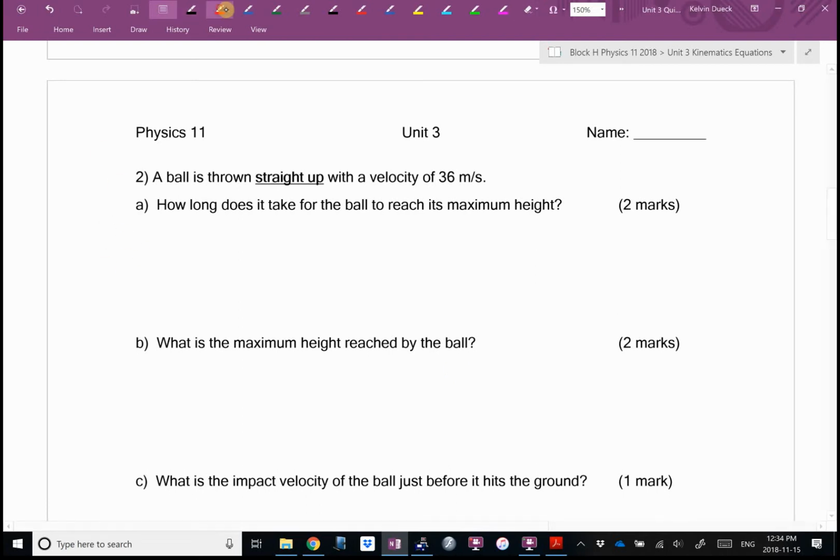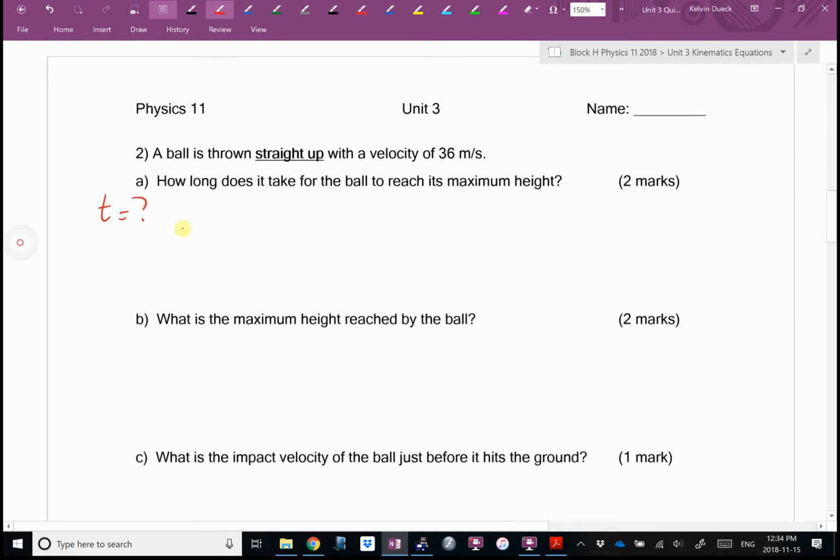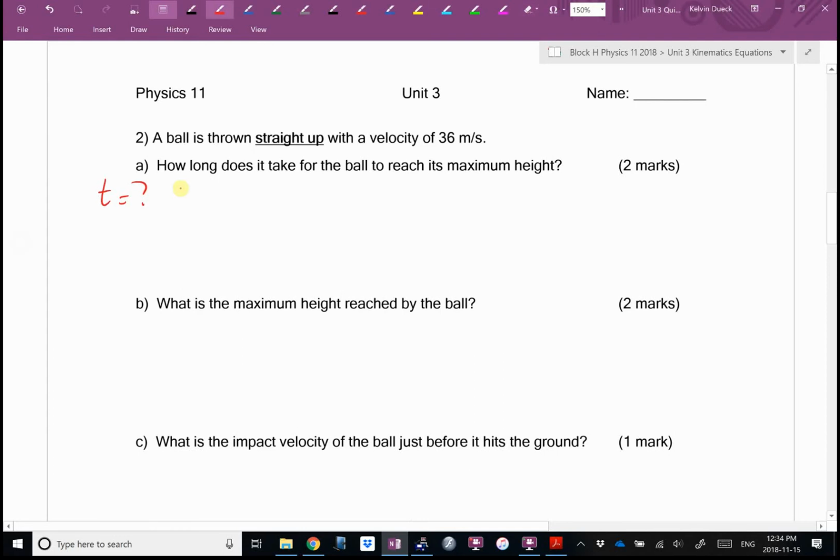Let's change colors. What's that, 36? It's only one thing. I need 3 things to find the 4th. What else do I know? What's the acceleration if we're in free fall? Yeah, on the way up and on the way down. What else do I know?